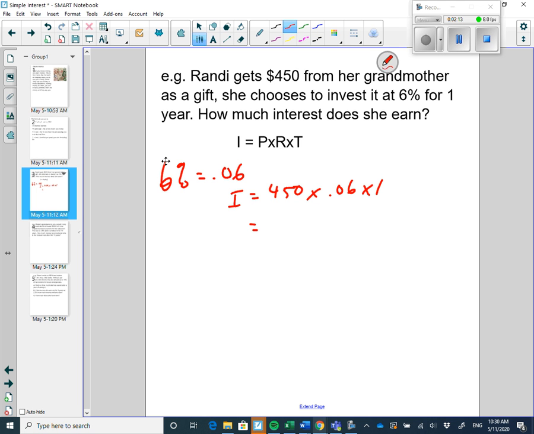Okay, so you just grab a calculator or your phone or what have you. 450 times 0.06 times 1 is $27. So at the end here, it doesn't ask for this, but Randy's going to have more than $450. She's going to have 450 plus 27, so $477 after her investment at 6%. Now, these days, 6%, you're not going to get that at the bank, not even close. You have to invest in much riskier things to get 6%, but it's just a little math problem here.